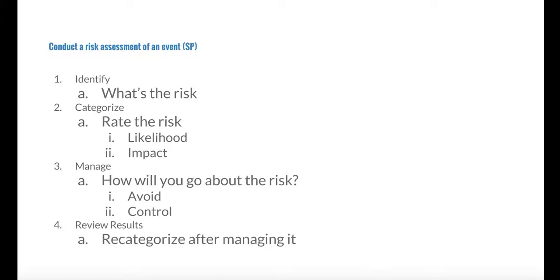And the last step is to review the results by recategorizing the risk after managing it. So once the risk has occurred or you have taken it into account and tried to manage it, recategorize it and re-rate it so that you can analyze how to better manage it in the future.